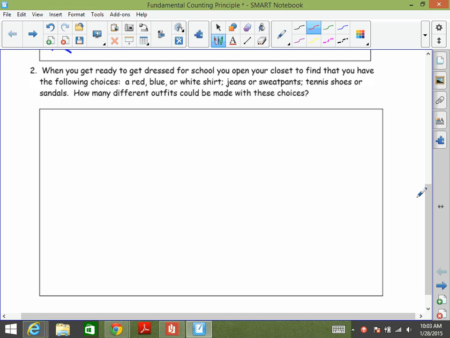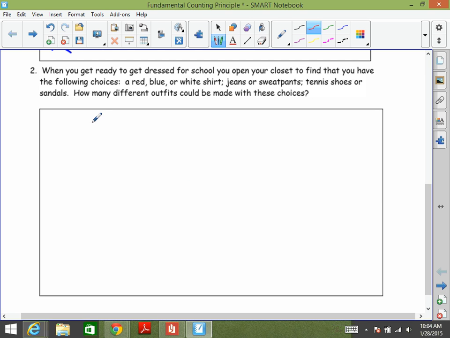Number 2. This is what you do, kind of, when you get ready for school in the morning. Except we don't lay out everything and go through all the possible combinations. We kind of say, oh, that looks good together. This looks good together. Okay, let's go. It says, when you get dressed for school, you open your closet to find that you have the following choices. A red, blue, or white shirt. Jeans or sweatpants. Tennis shoes or sandals. How many different outfits could be made with these choices?